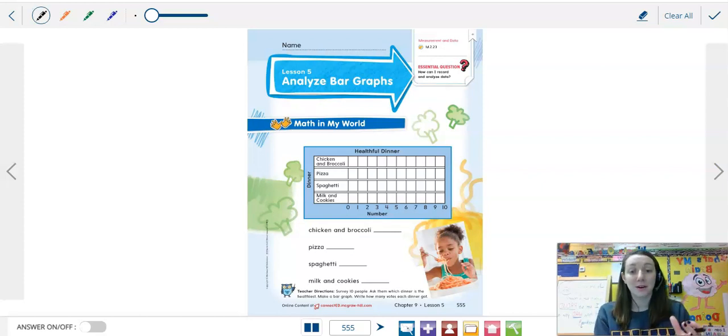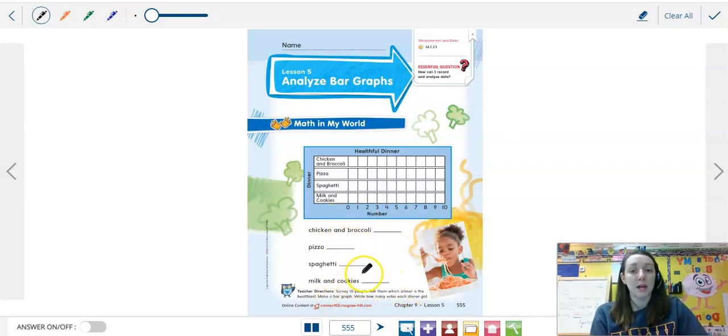Okay, so if you open up to page 555, follow along. As usual we have our bar graph, and I've surveyed my imaginary classmates, and we're going to see which dinner they like the best. So chicken and broccoli, pizza, spaghetti, or milk and cookies. I'm sorry, they're asked which one they think is the healthiest. And then we are going to make the bar graph and write how many each got.